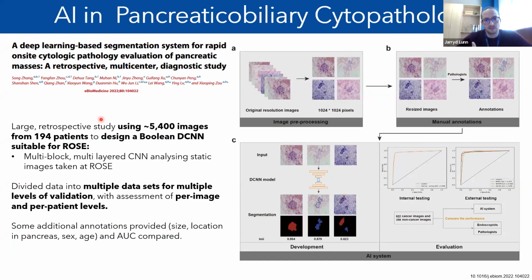It was an investigation into pancreatico-biliary cytopathology. It was a learning system that was really acting as a proof of concept, where they retrospectively took about 5,500 images from multiple patients who had undergone ROSE. They divided these into multiple data sets for multiple different testings that were done. But what the system was aiming to do is to classify as sufficient and malignant or non-malignant.